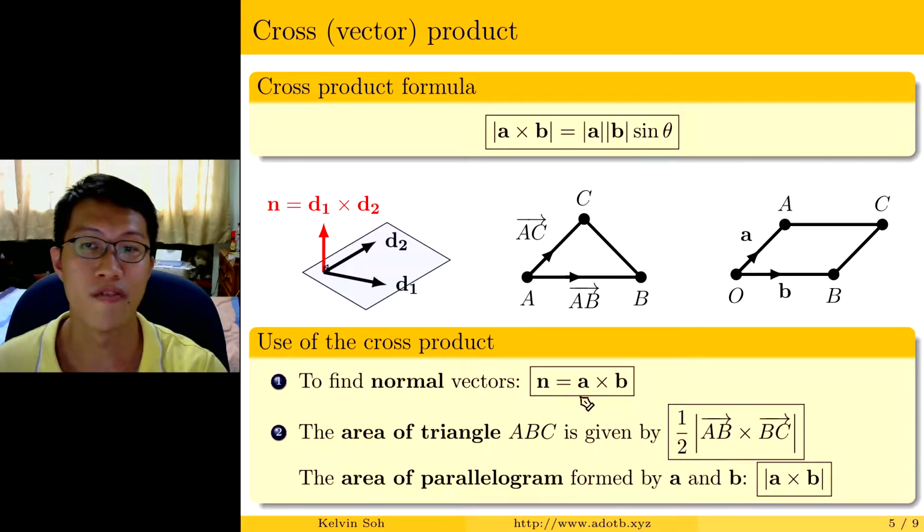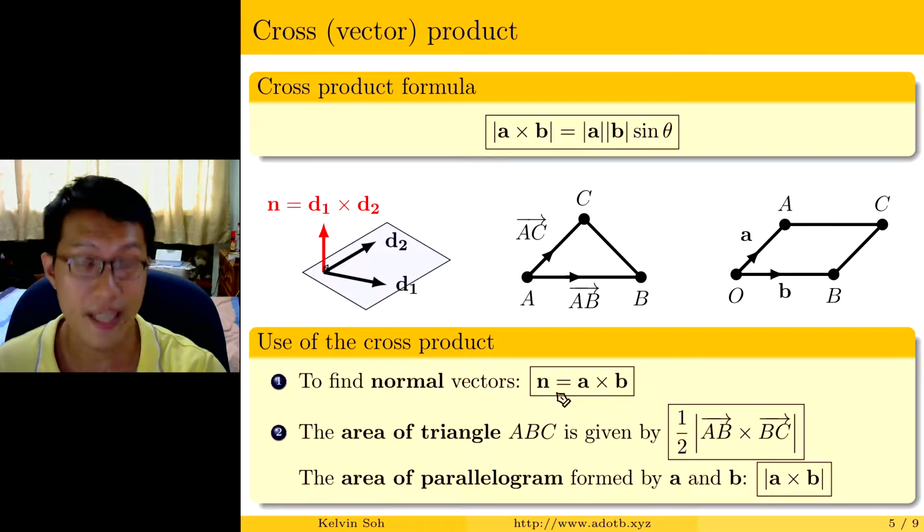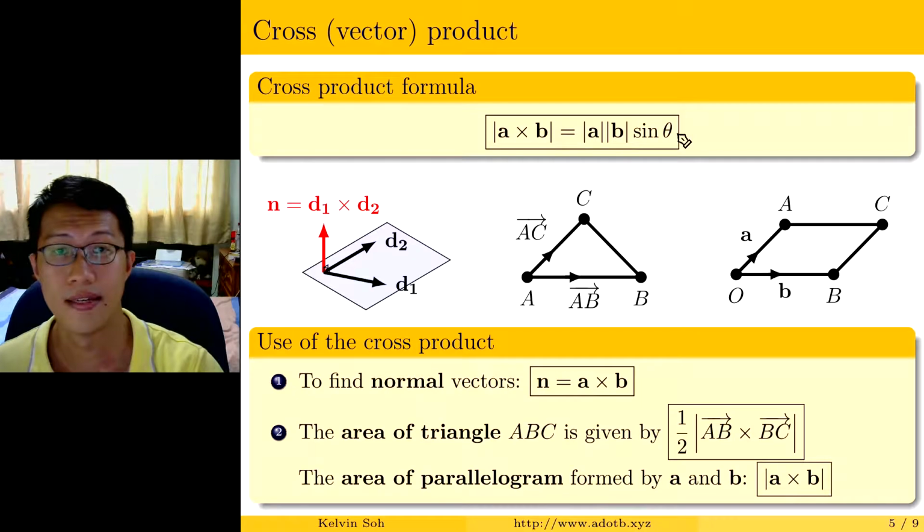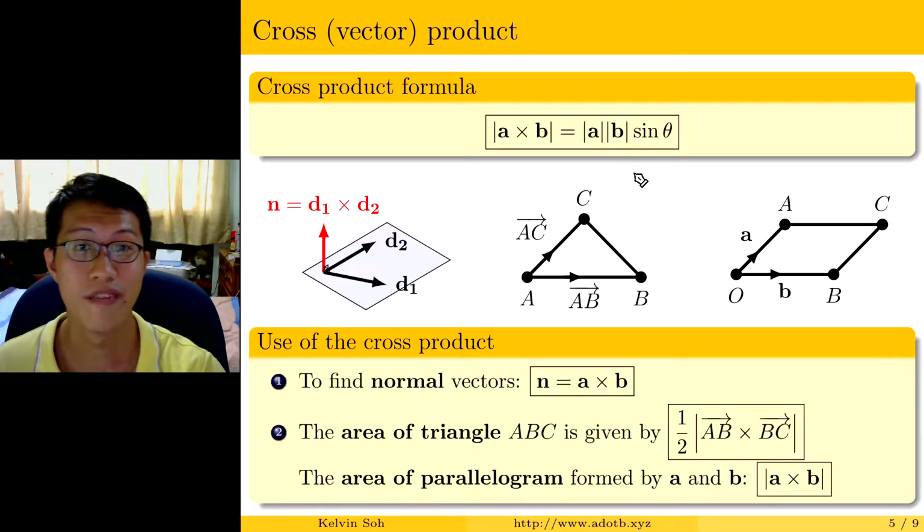So if we have two vectors A and B and we want to find a third vector that is perpendicular to both of them, we use the cross product to obtain it. The second use is related to this geometrical formula, mod A mod B sine theta. Hopefully this formula should look pretty familiar to us.